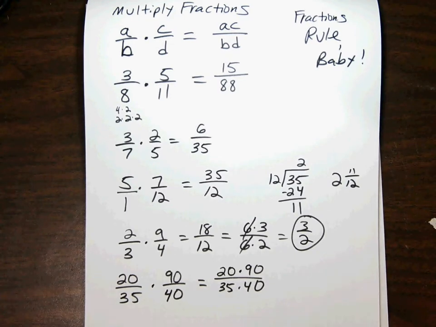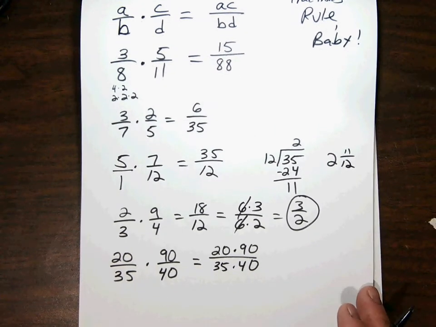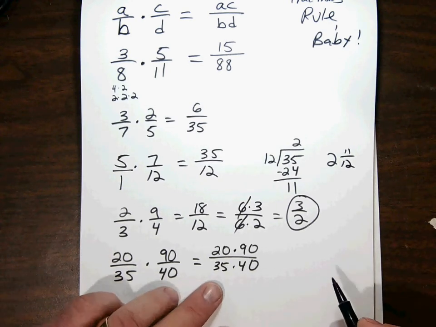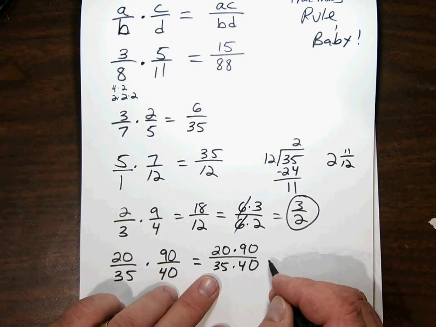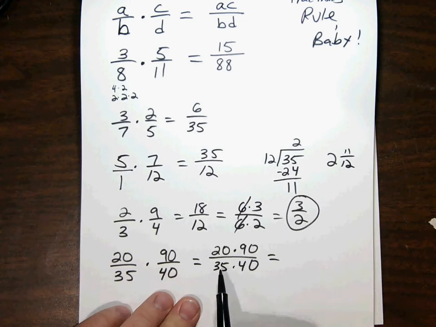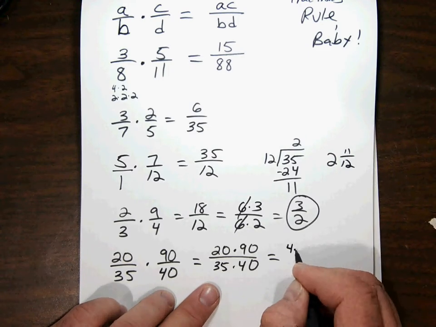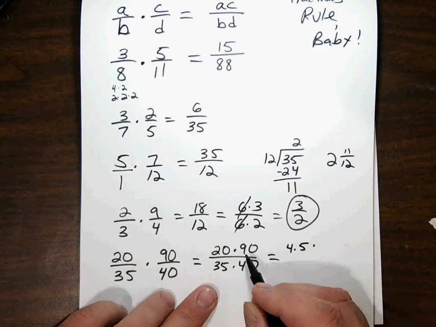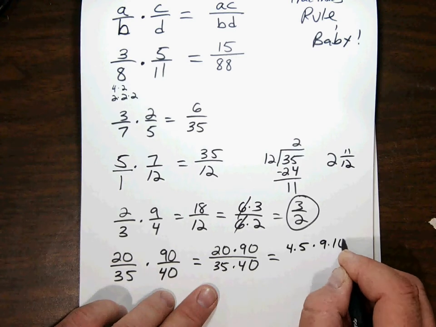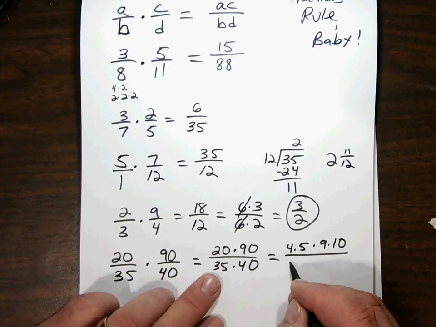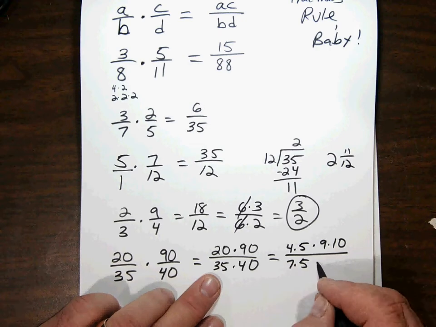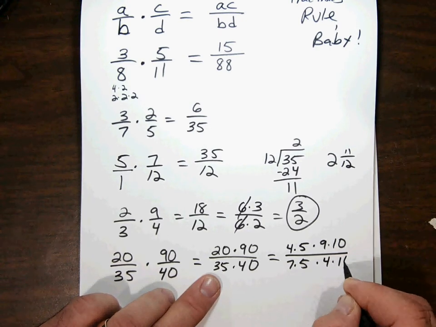Okay, nothing reduces yet, but I'm on my way. I'm starting this factor process. Now I gotta see if there's anything hidden here and there. I know there's a 5 inside my 20. I know there's a 5 inside my 35. So maybe I would call 24 times 5. 90, I'll call 9 times 10. I'm going to work my way at it here. 7 times 5 is 35. 4 times 10 is 40.